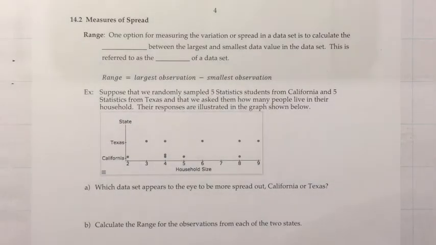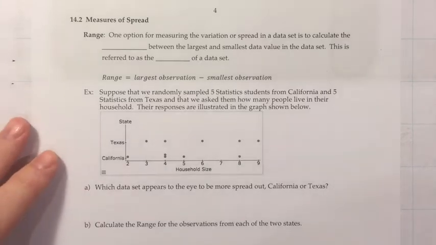Section 14.2, Measures of Spread. So in the previous section we looked at measures of center, which would be the mean, the median, and the mode. Now we're going to switch to looking at the idea of how spread out a data set is. So the first measure of that we're going to look at is called the range.